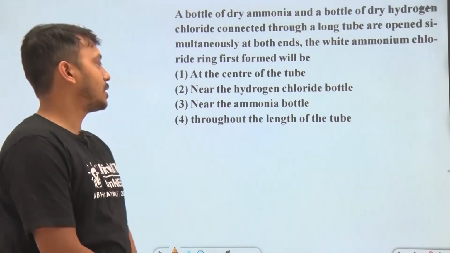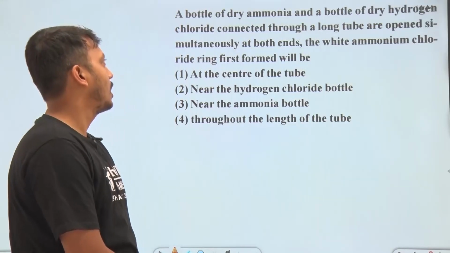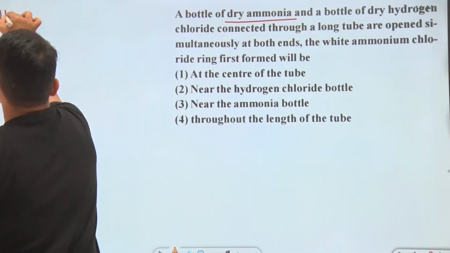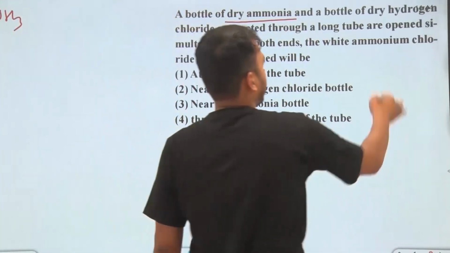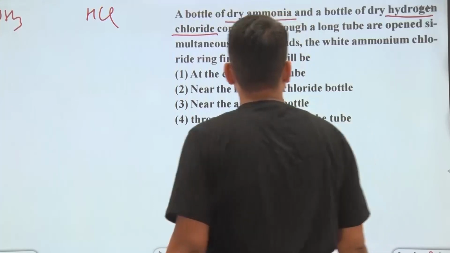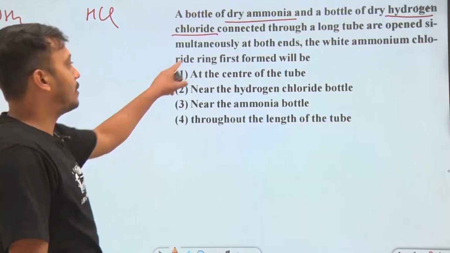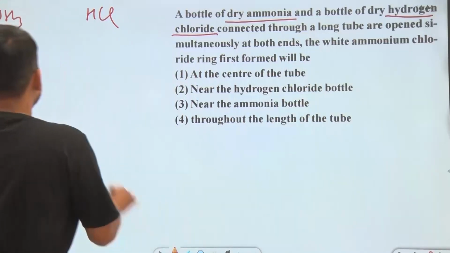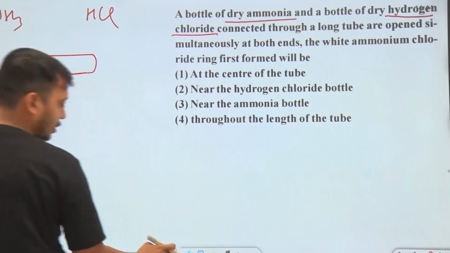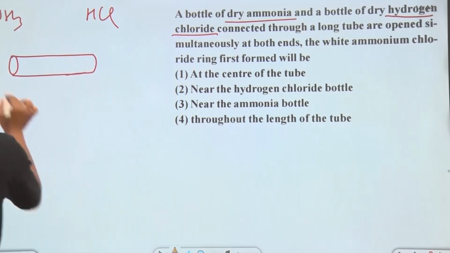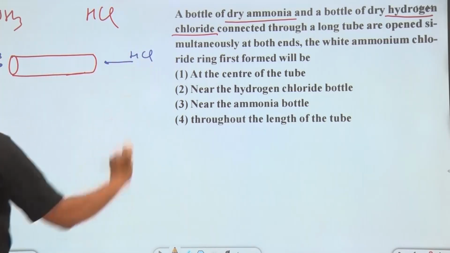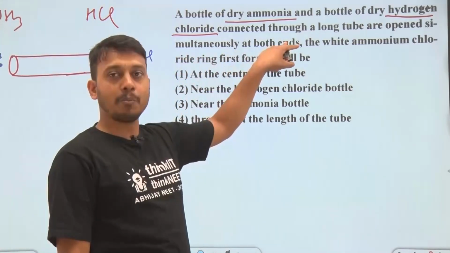So students, the next question is from the gaseous state. A bottle of dry ammonia, which means NH3, and a bottle of dry hydrogen chloride, which means HCl, connected through a long tube, are opened simultaneously at both ends. So suppose this is the tube, and we have NH3 gas from one side and HCl gas from the other side, and both ends are open simultaneously.